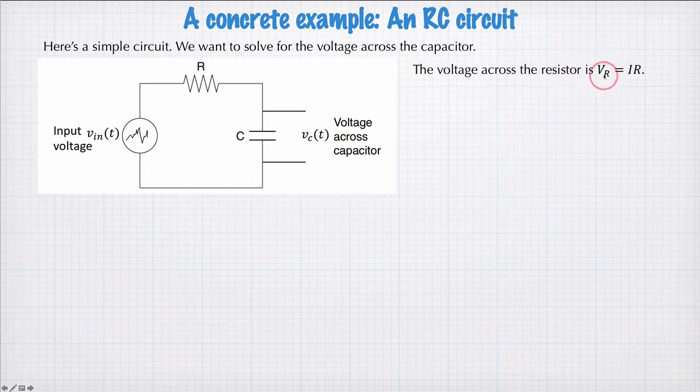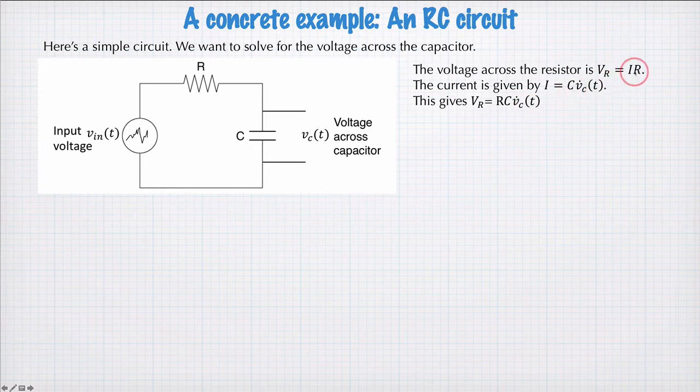The voltage across the resistor is V_R equal to IR, where I is the current in the circuit, but we don't know the current. The current across the capacitor, though, we know is given by the capacitance multiplied by the rate of change of the voltage across the capacitor. So this gives us that the voltage across the resistor is R times C times the rate of change of the voltage on the capacitor, substituting this into here.